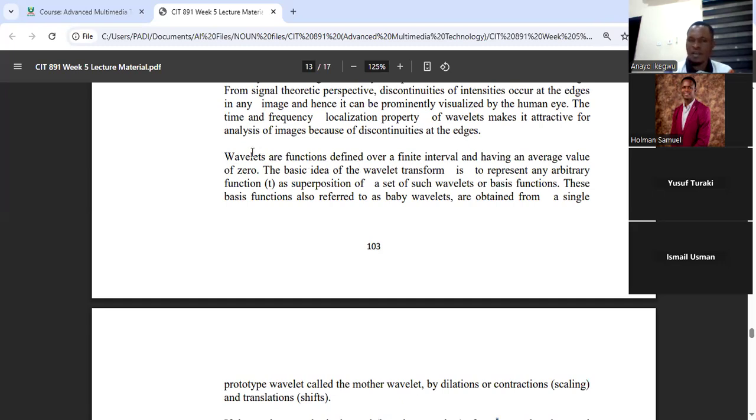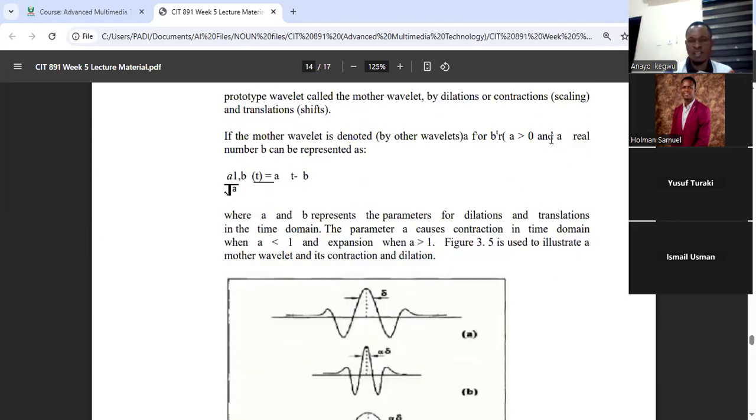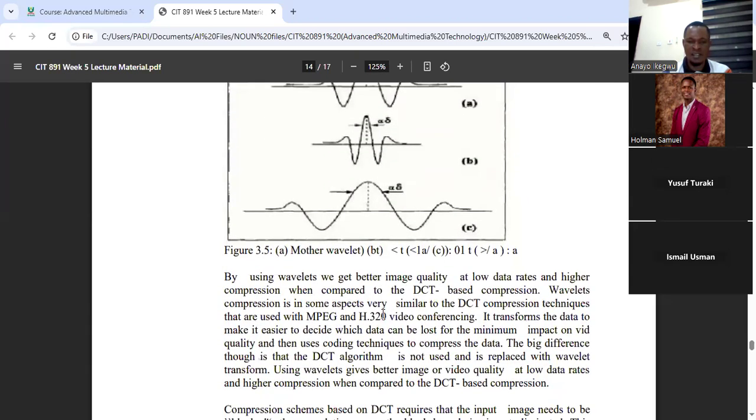Remember what we're saying here, that wavelets are functions defined over a finite interval and having an average value of zero. So that is why a is less than zero, and the real number b can be represented as this, what we will see here. So look at the sample of what we are discussing. As you are talking, the voice will be going up and down depending on the momentum. All these are mathematically represented as this.